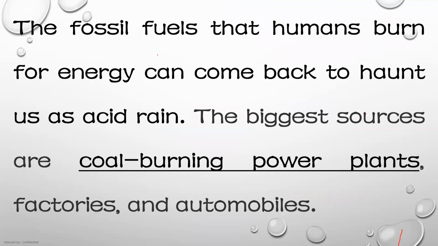See, the fossil fuel that humans burn for energy can come back to haunt us as acid rain. Fossil fuels are coal, petroleum, all these things, right? We are burning these for our own selfish needs. That is actually coming back to haunt us. Why haunt us? Because it is creating a lot of trouble to us in the form of acid rain.